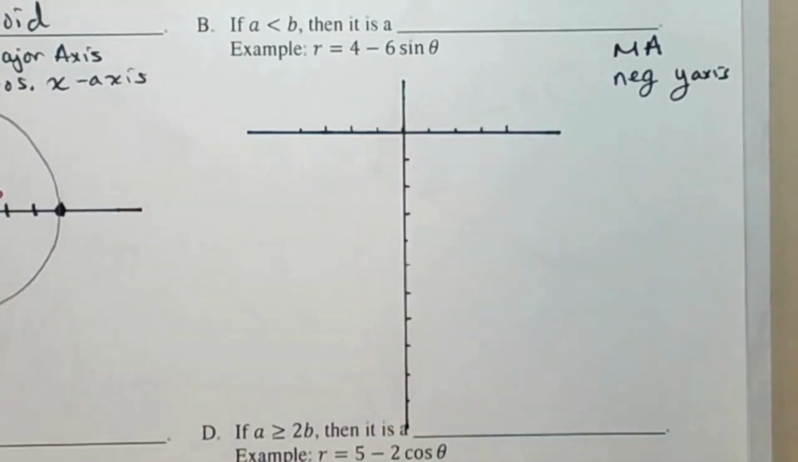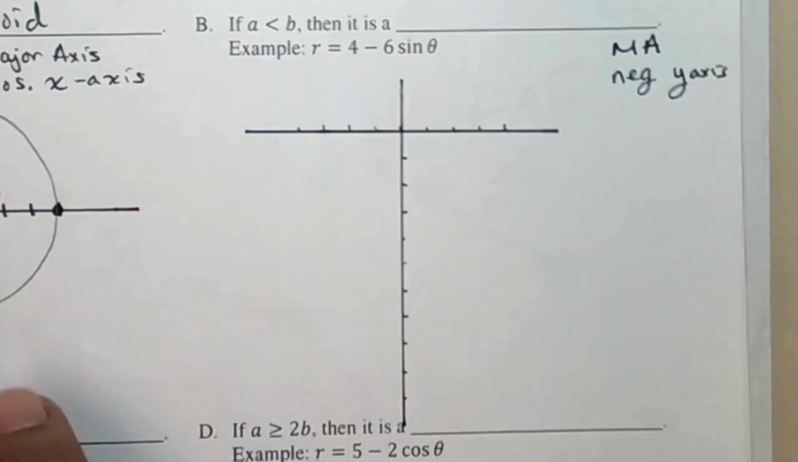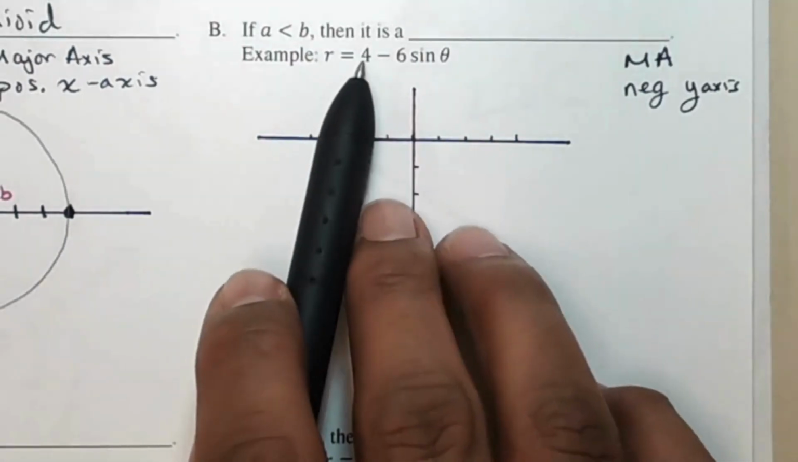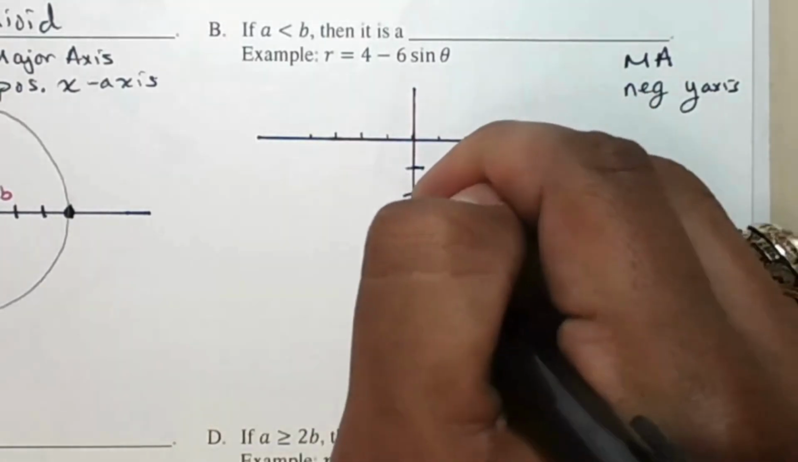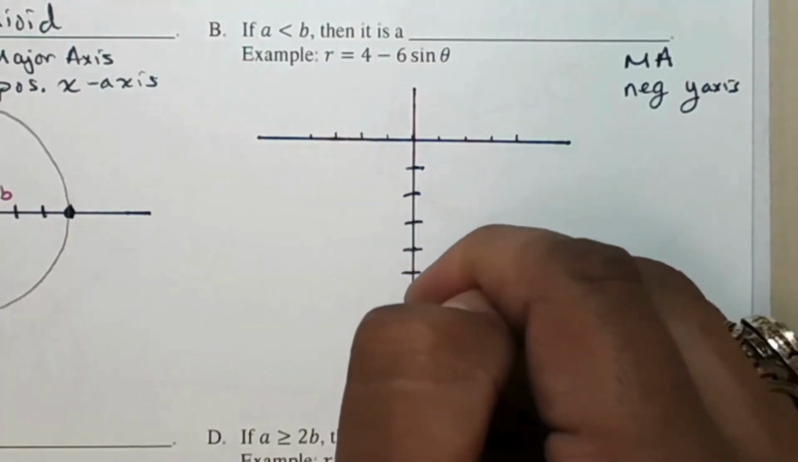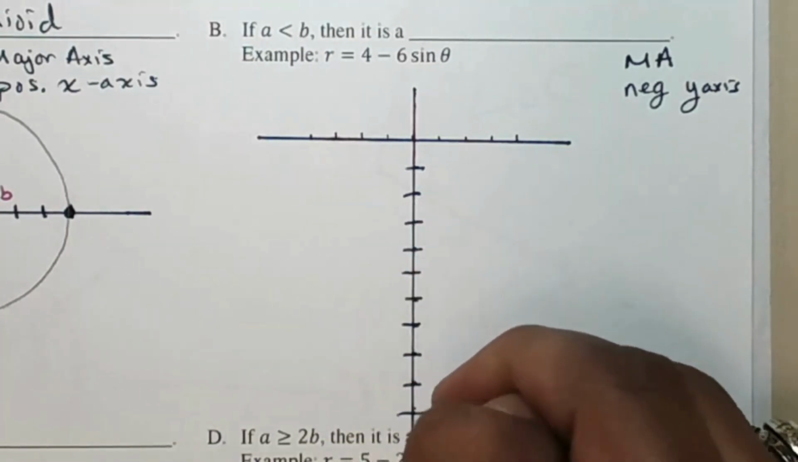Well, you can kind of see by my tick marks, how did I get all these? Well, it's going to be that a plus b length. So 4 plus 6 is going to be 10. So I'm going to have 1, 2, 3, 4, 5, 6, 7, 8, 9, 10. And I'm going to have a dot there.